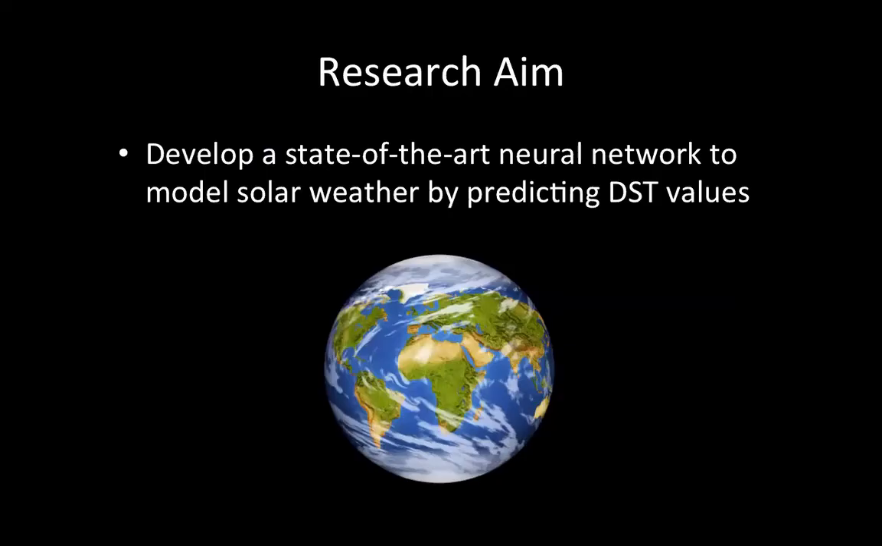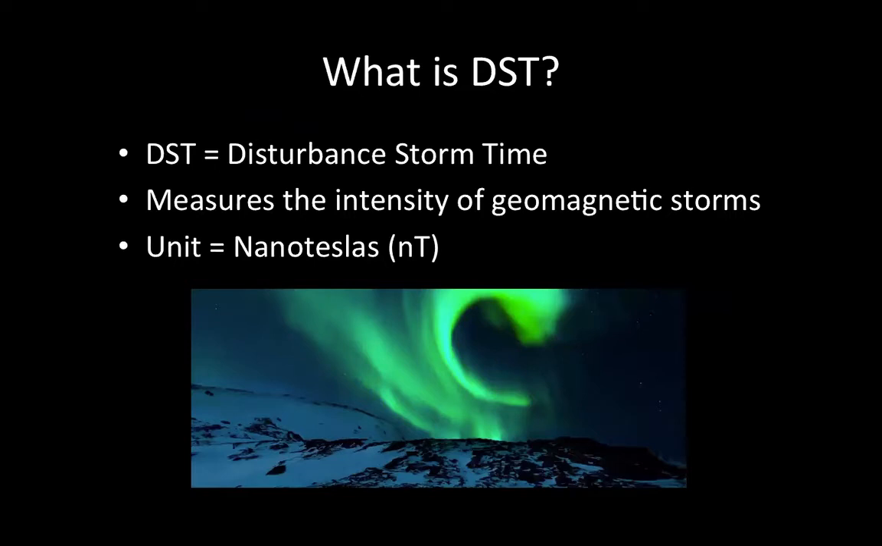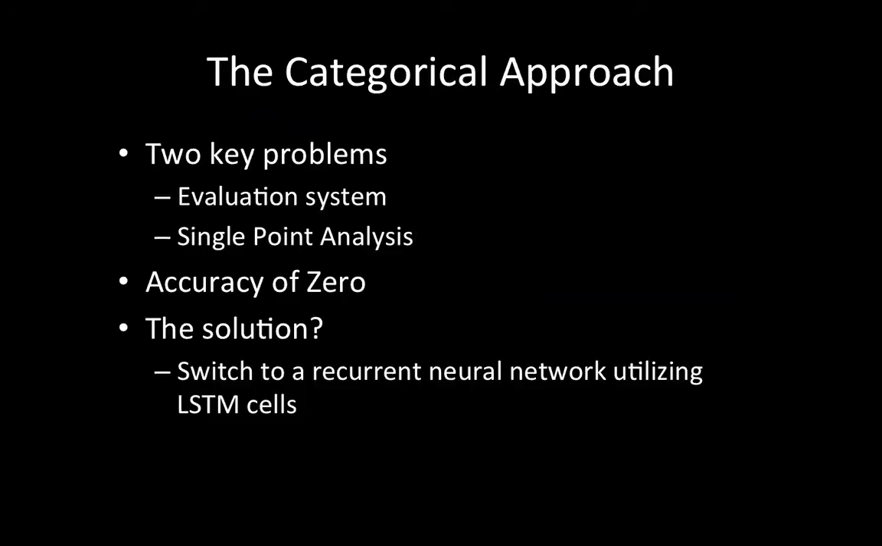The goal of my summer research project was to develop a neural network to model solar weather so we can protect ourselves from its destructive effects in the future. I used DST values for the model. The reason I did that is because DST, or Disturbance Storm Time, is used as an indicator of the intensity of solar storms. It is measured in nanoteslas.